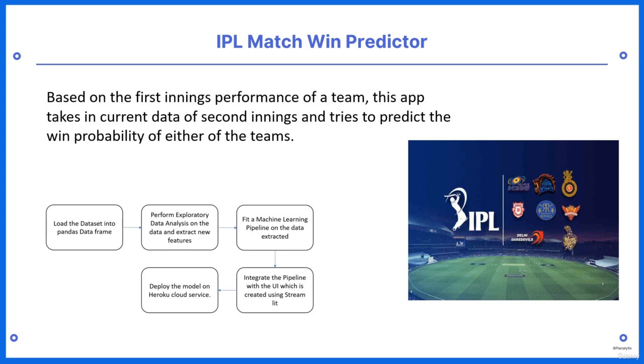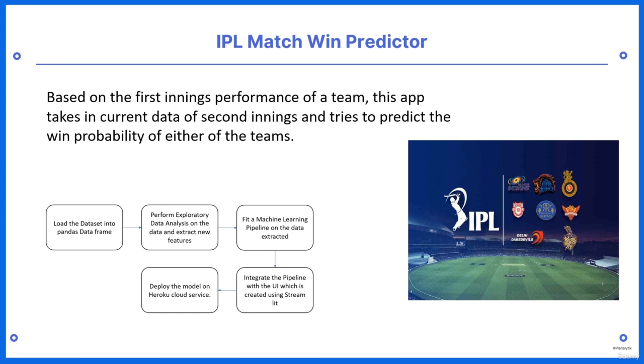As the tagline goes, based on the first inning performance of a team, this app takes in current data of the second innings and tries to predict the win probability of either of the teams. For example, Chennai Super Kings and Mumbai Indians are playing. Chennai Super Kings batted first and gave a target of 180 runs to Mumbai Indians. Now, over by over, we will try to predict the win percentage of Mumbai Indians and the win percentage of Chennai Super Kings.